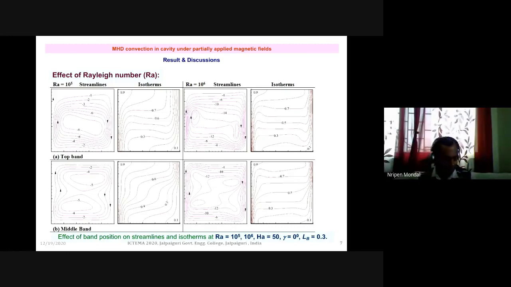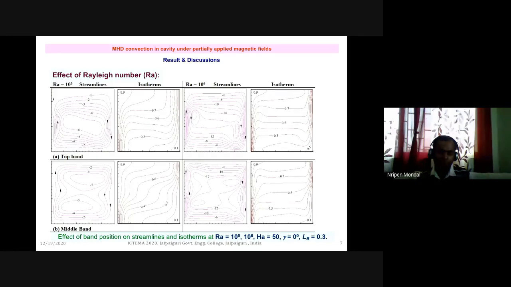The reason is very clear. Here we have chosen the magnetic field in a band, and this band length has been taken as 0.3. That means the magnetic field is acting over the length 0.3 of the vertical wall, and it is placed in the top portion of the cavity. That's why the fluid circulation is not distributed symmetrically about the mid plane, so it is distorted. When Rayleigh number increases further, this distortion can be seen very easily. There are tiny circulation cells on the upper side and also the lower side, and the flow is not symmetrical about the horizontal mid plane. Isotherms are clustered near the active walls.